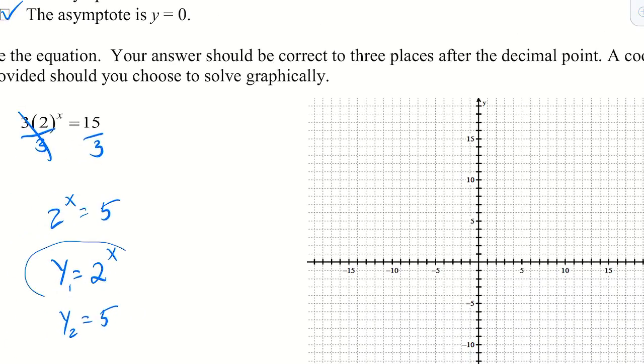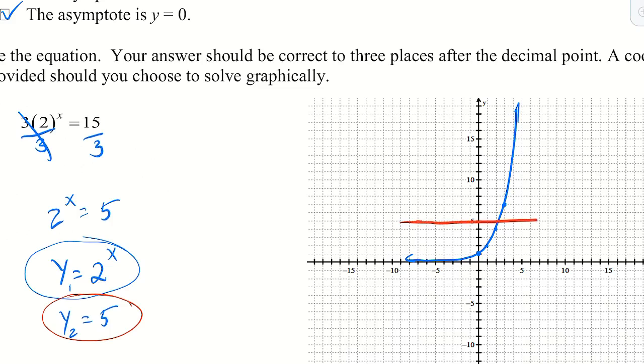So if I were to graph this, 2 to the x, that means I have points at (0, 1), (1, 2), (2, 4), (3, 8). And so what I'm doing here is giving my exponential graph right here, like this. The next thing I'm going to do is try my best to graph y2 equals 5, which is going to be my horizontal line that comes across right here.